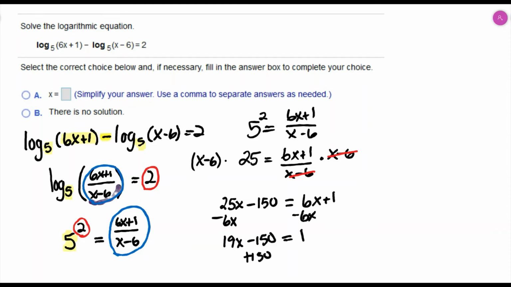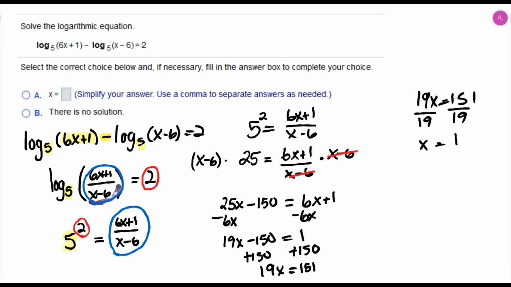I'm going to add 150 to both sides. That gives me 19x equals 151. I'll divide both sides by 19. And since that can't be reduced, we'll leave that as 151 over 19. Then we need to check.